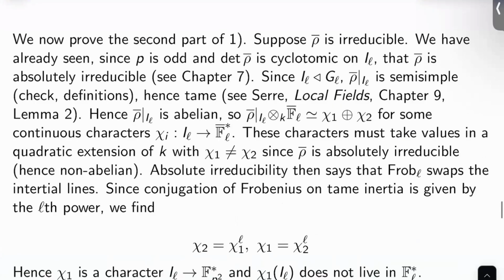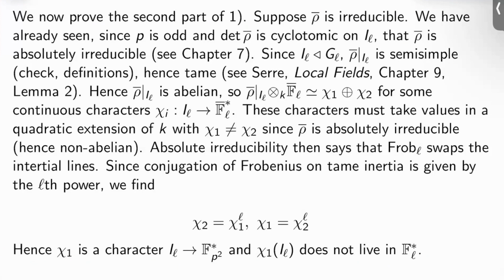Okay, let's prove the second part of 1. So we're going to suppose this time that rho bar is irreducible. We've already seen, since p is odd and that rho bar is cyclotomic inertially at L, that rho bar is absolutely irreducible. This was an argument I believe we first introduced back in chapter 7.